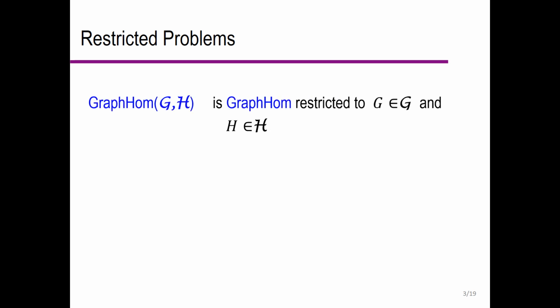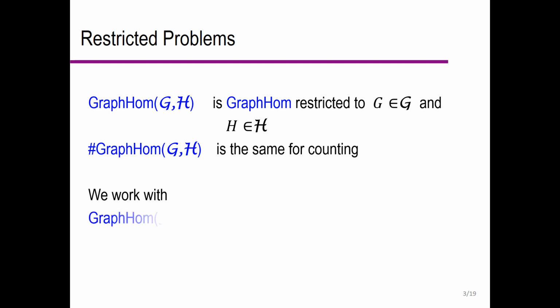It's often very convenient and useful to restrict the general graph homomorphism problem, and it's usually done by restricting the classes of graphs that input graphs can belong to. So in general, graph hom of G, H, G and H being classes of graphs, is the graph homomorphism problem where the input graphs, the source and the target, have to be taken from classes G and H respectively. For the counting version, the notation and the meaning is exactly the same.